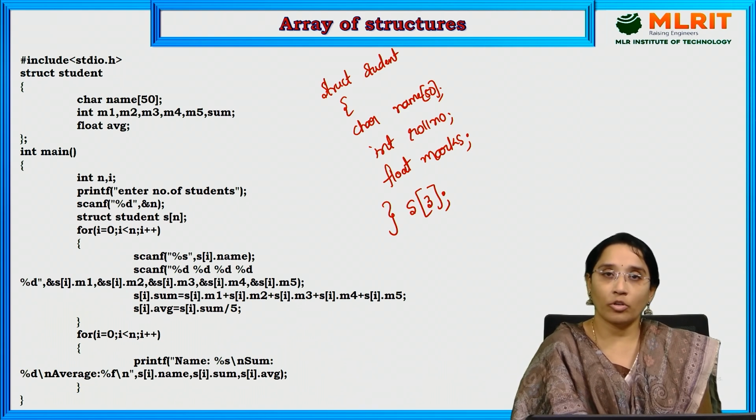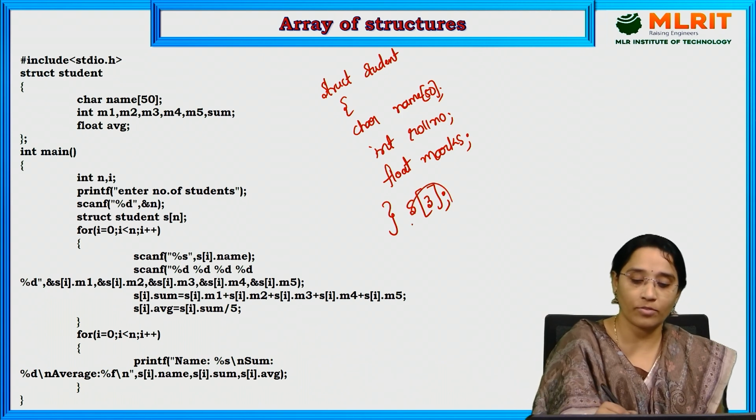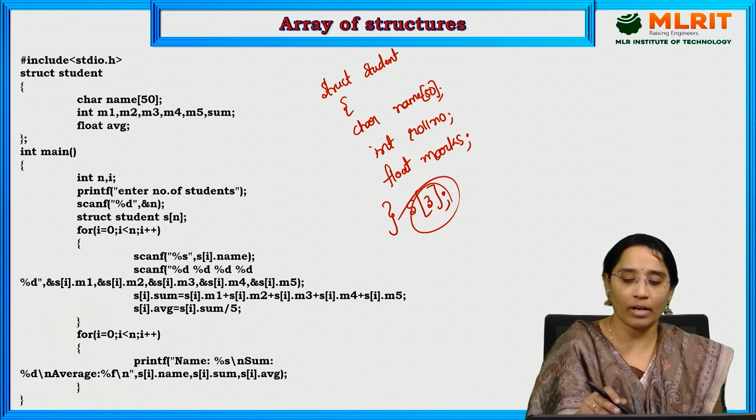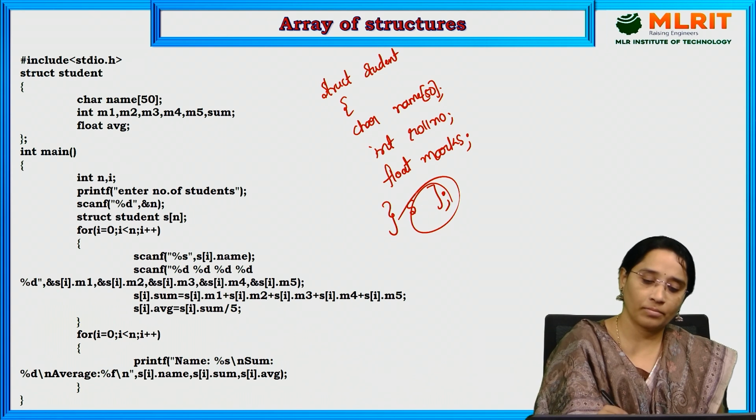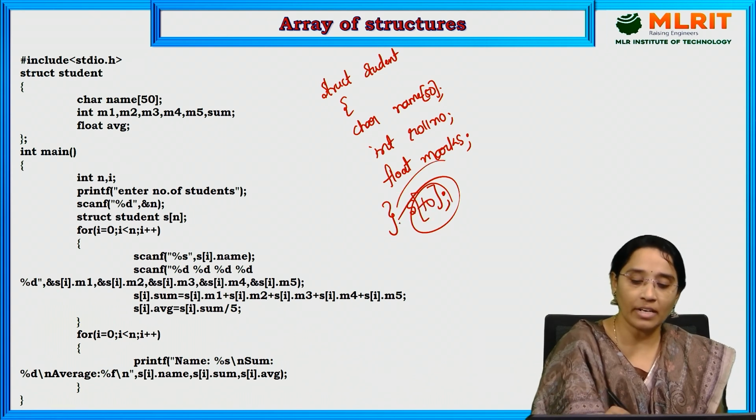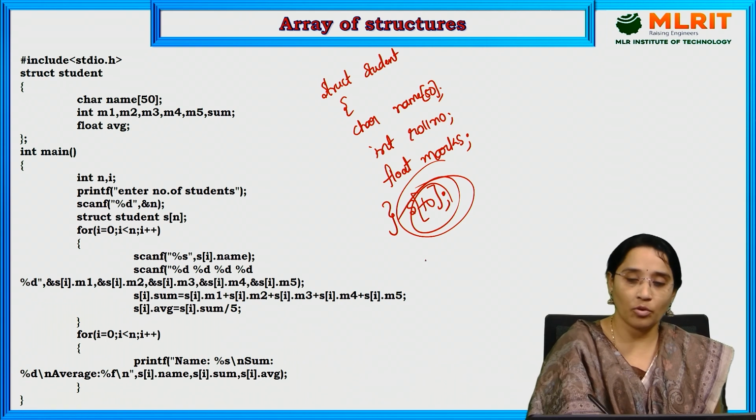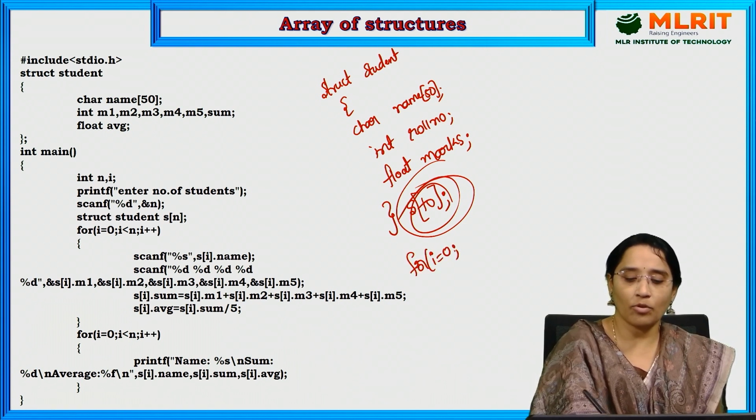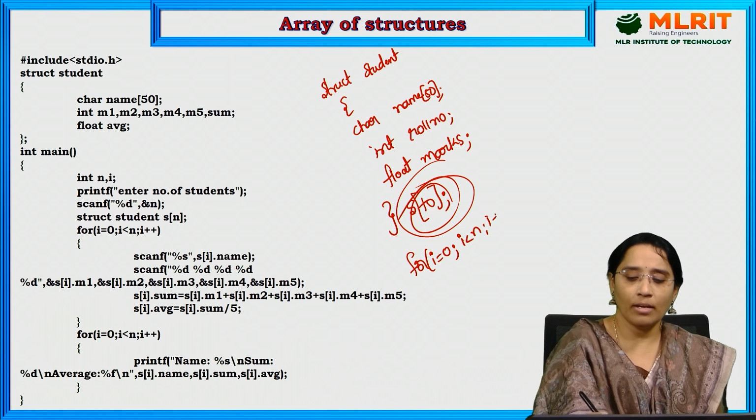No, you can't do that. We have arrays of structures. This is simply put under array of structures. So S of 50 means I am calculating for 50 students. If I ask you to calculate for 10 students, S of 10. So obviously it is an array of structures. We need a loop. Why do we need a loop? It's an array, so you will write a for loop: for I equals 0, I less than n, I plus plus.